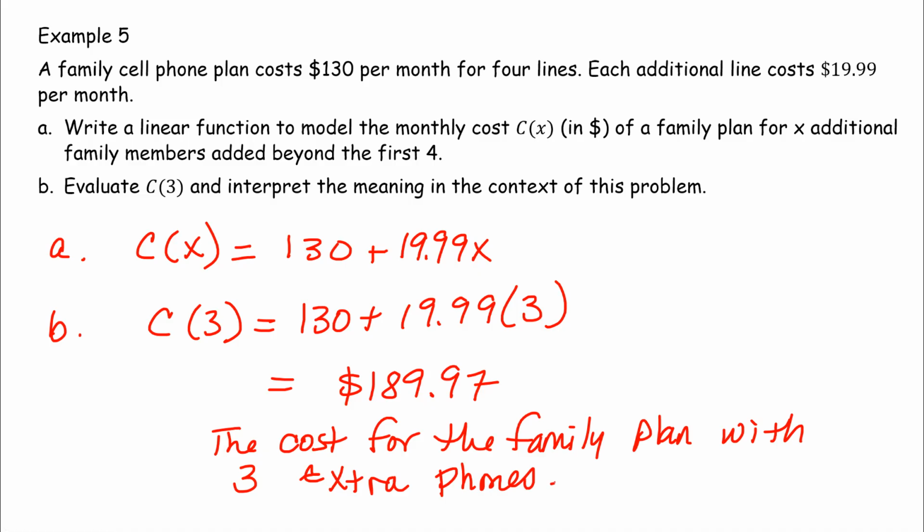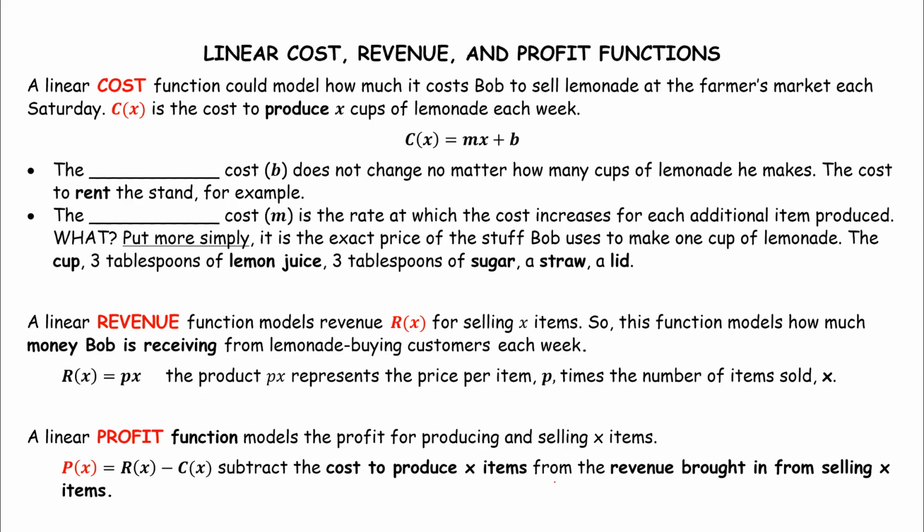When they say interpret it, they mean just in your own words, write down words explaining what that refers to. All right, linear cost, revenue, and profit functions. A linear cost function could model how much it costs Bob, for example, to sell lemonade at the farmer's market each Saturday. C of x is the cost to produce x cups of lemonade each week. C of x is equal to mx plus b, so it's a linear function.